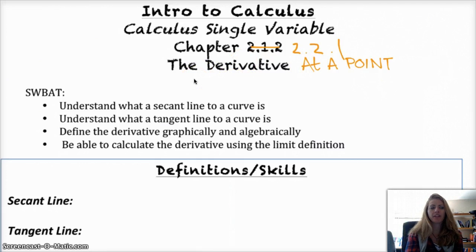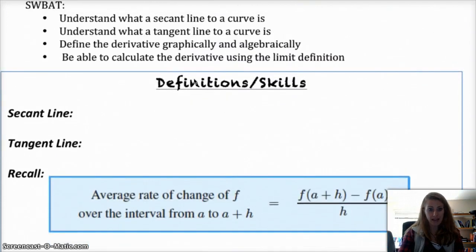In the next video we're going to talk about the derivative as a function, and so that'll be a little bit different than today, but they're super closely related. So today, hopefully by the end of this lesson, you should be able to understand what a secant and tangent line to a curve is, define a derivative graphically and algebraically, and be able to calculate the derivative using the limit definition. All of these are only at one specific point. We're not going to talk about the derivative for all points on a curve yet. That's going to be the next lesson.